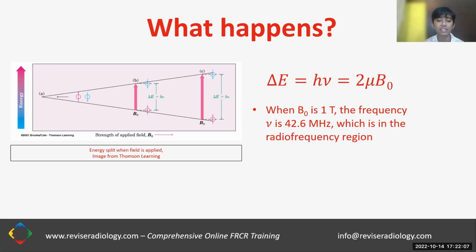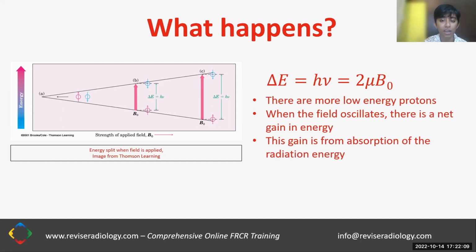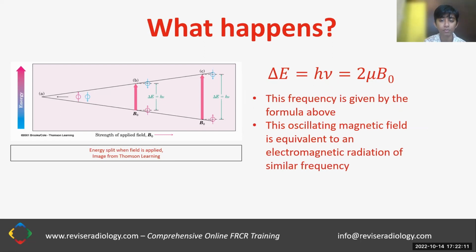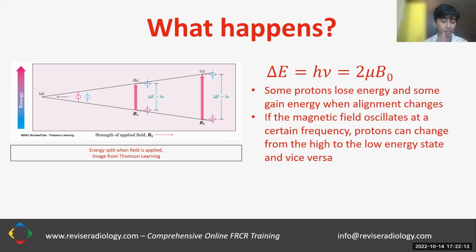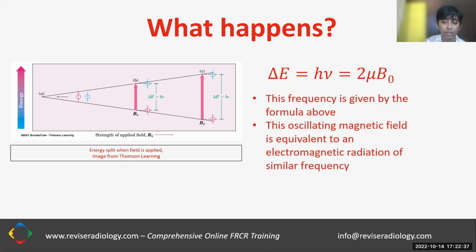So let me just try to explain this. We've had a lot of formulas. We've had a lot of numbers thrown in. So let's just try to discuss what happens. Essentially, if the magnetic field starts to oscillate at a certain energy, the protons can change from the high to the low energy state, and there's a net gain in energy. That frequency of oscillation is given by the formula that I've written on the top.